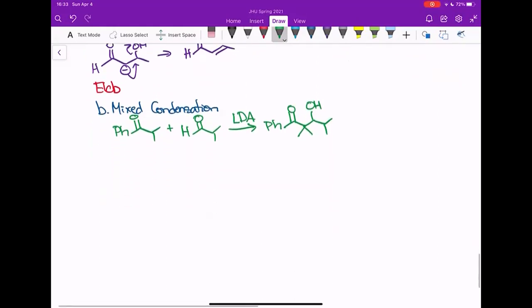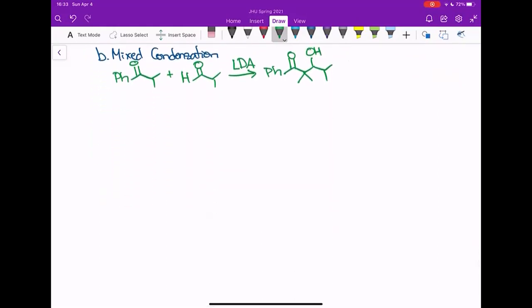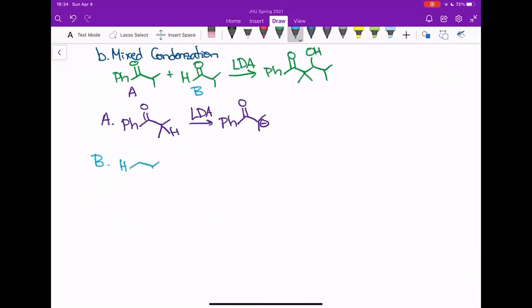And so for this reaction, we want to first consider which molecule is going to act as our enolate. So if I denote this one as A, and then we'll call this one B for right now. For A to be the enolate, LDA would deprotonate that alpha hydrogen again. And so we would be left with this molecule. And then looking at B, we would do the same process to get to that enolate.